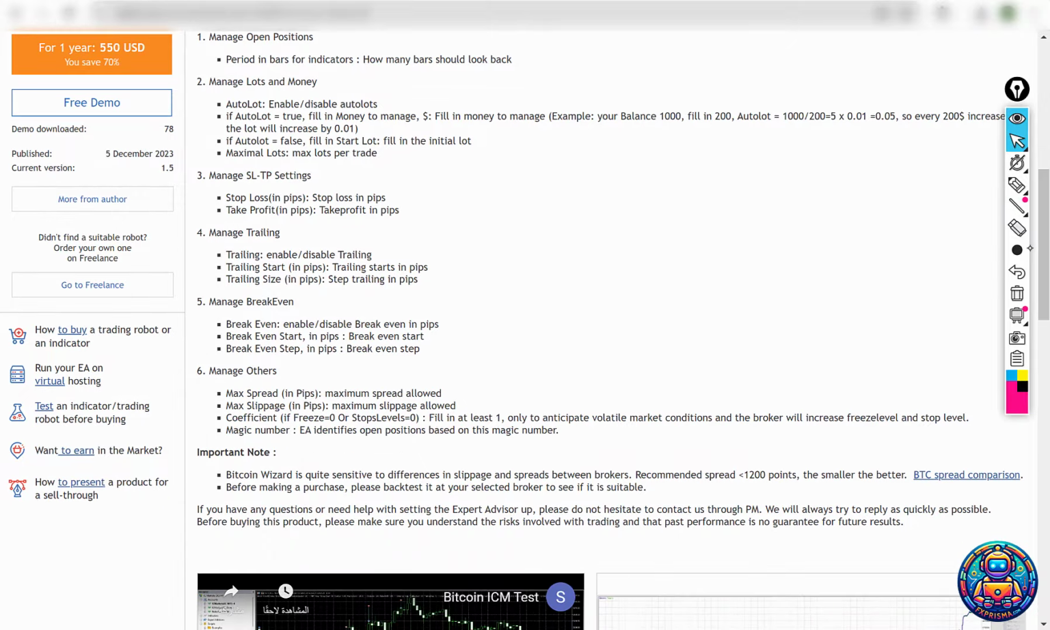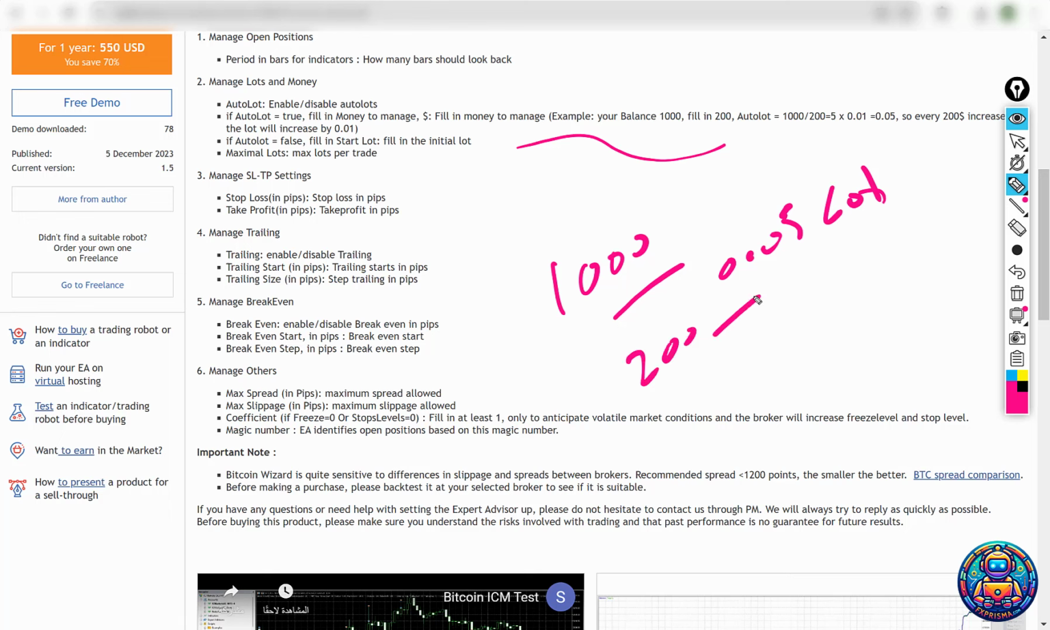And you can see we have the setting explanation of how the lot size is working, so you can read all of this. Basically I would recommend that for each 1000 you use 0.05 lot size. Make this your default money management for this robot. So what that means is, for 200 US dollars you can use 0.01. This would be recommended. And we have managed take profit and stop loss as well.